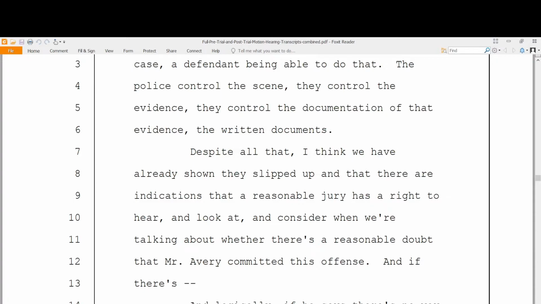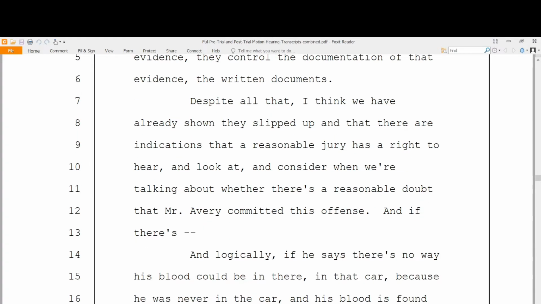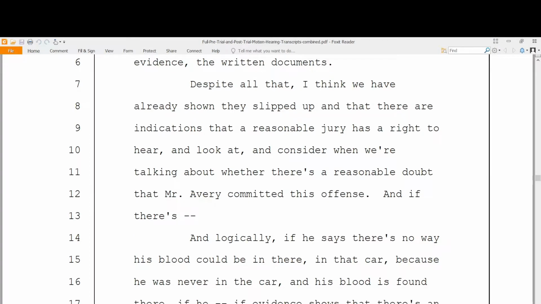Despite all that, I think we have already shown they slipped up and that there are indications that a reasonable jury has a right to hear and look at and consider when we're talking about whether or not there's a reasonable doubt that Mr. Avery committed this offense.